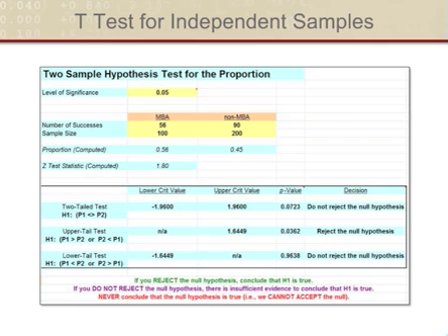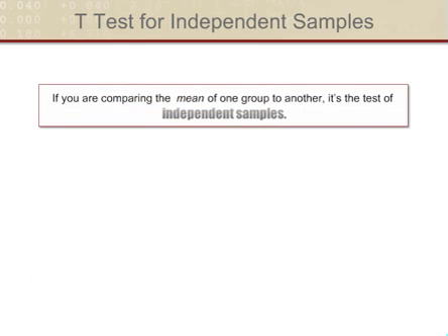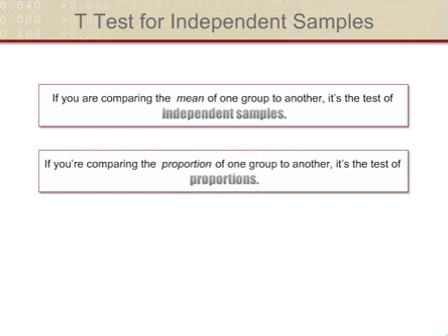I don't like losing the actual data because a lot of times it's a lot more powerful and necessary, but sometimes it actually fits. But basically, as long as you're comparing two independent groups, if you're comparing the mean of one group to another, it's the test of independent samples. If you're comparing the proportion of one group to another, it's the test of proportions.